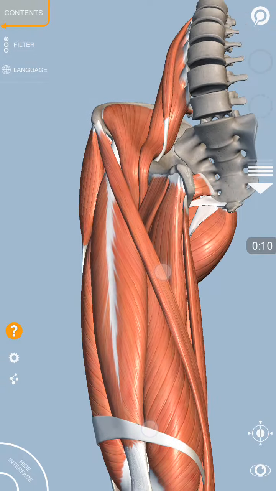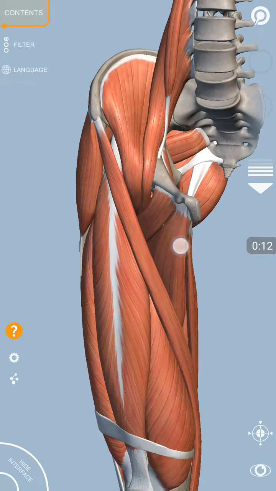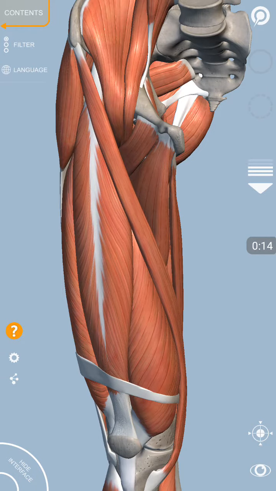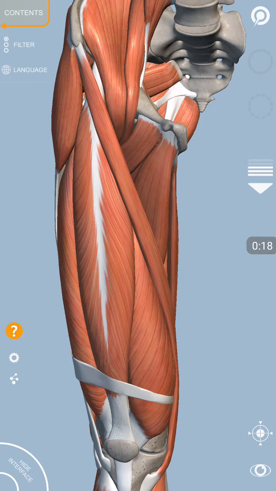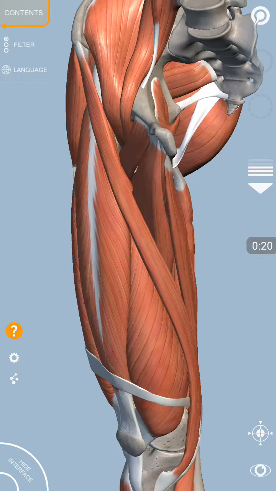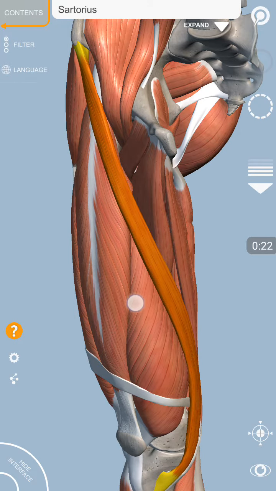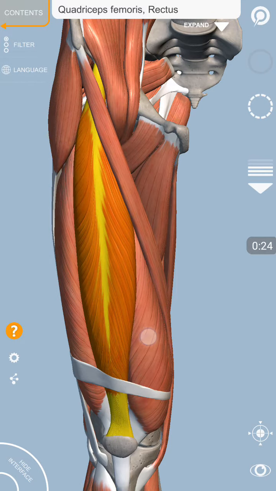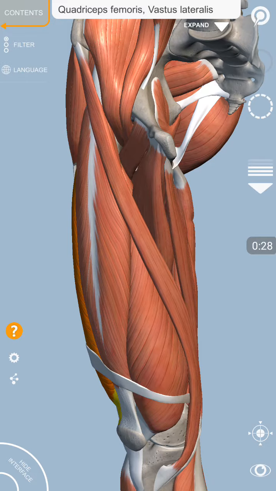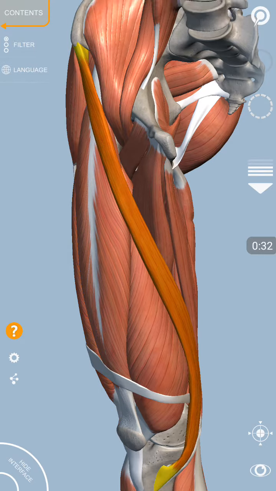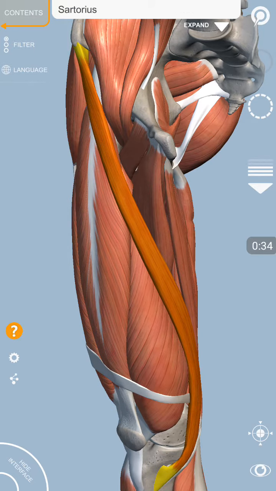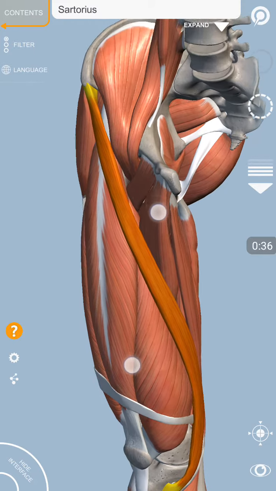In this video, we are going to learn about the muscles of the anterior compartment of the thigh. These muscles are the sartorius muscle, then a group of muscles called the quadriceps femoris. In a while we will look at the muscles of quadriceps femoris. First of all, sartorius.